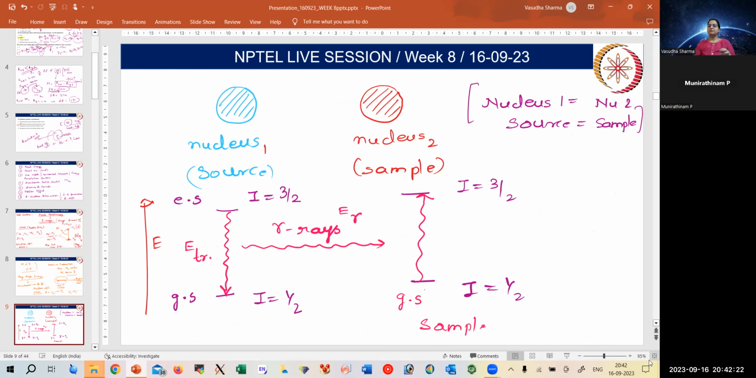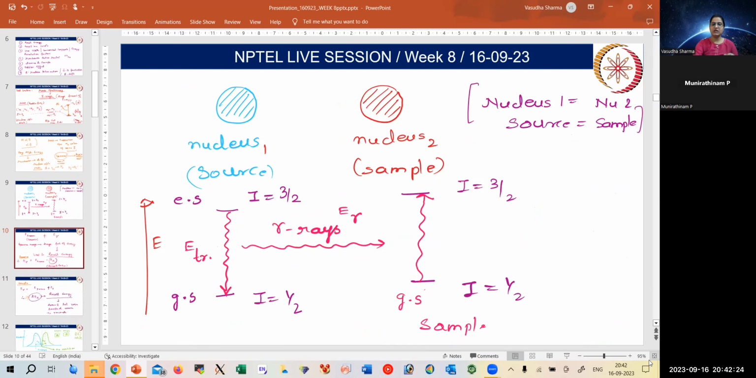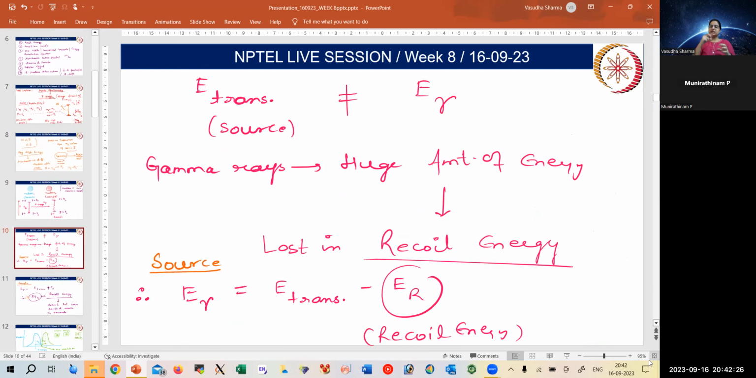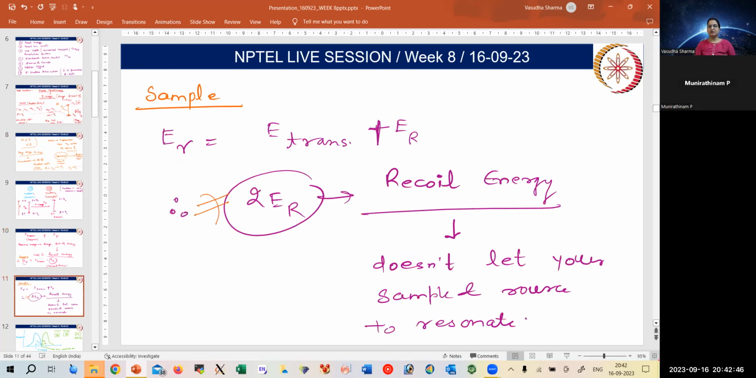Now, generally what happens, because of the high amount of energy, it does not emit the same gamma energy. It actually loses some energy in the recoil form, because some amount of energy goes into the opposite direction as kinetic energy. So whatever the sample is going to have now would be less than what was required to have a transition. That's why for the source, what it is emitting is minus ER, and what the sample requires for its transition is plus ER. The total difference becomes a recoil energy of 2 ER.